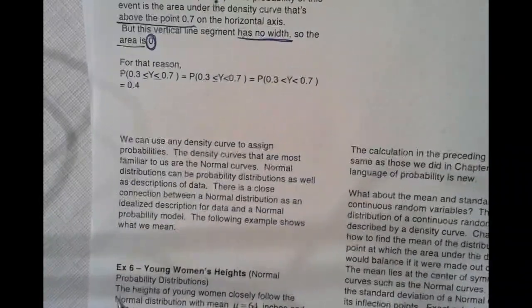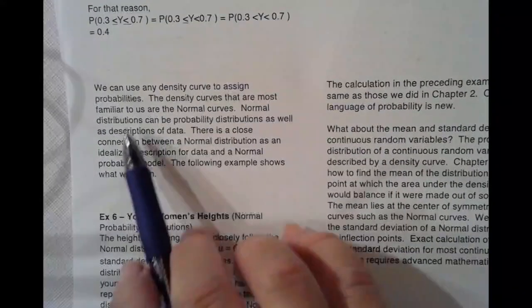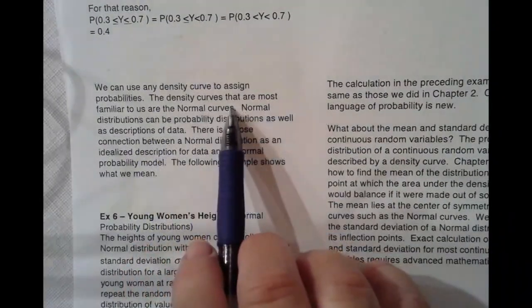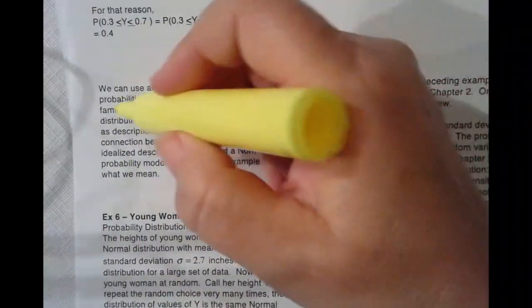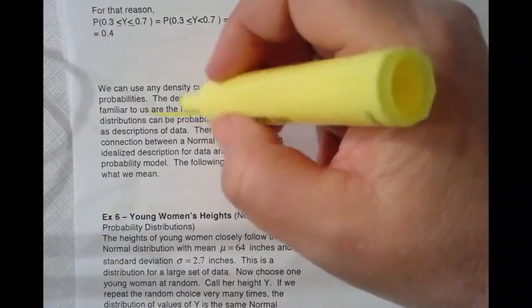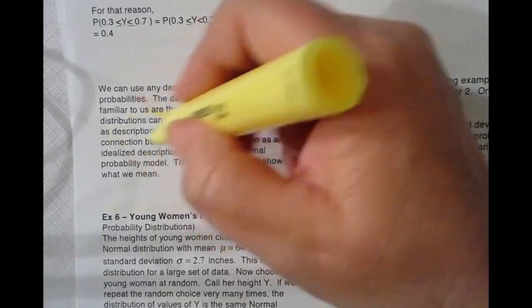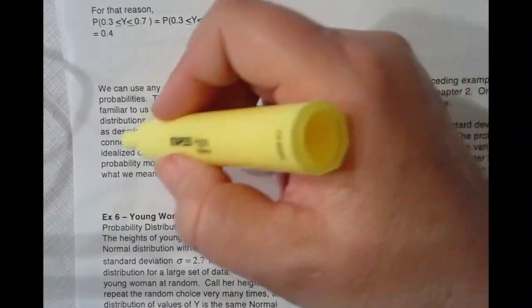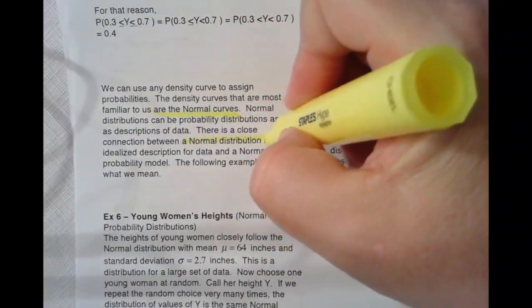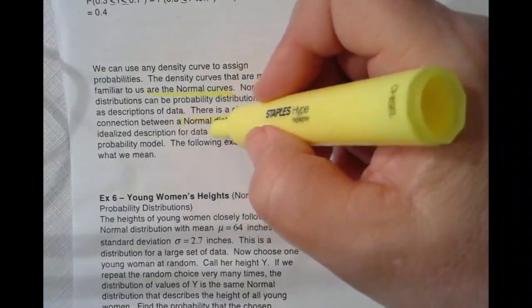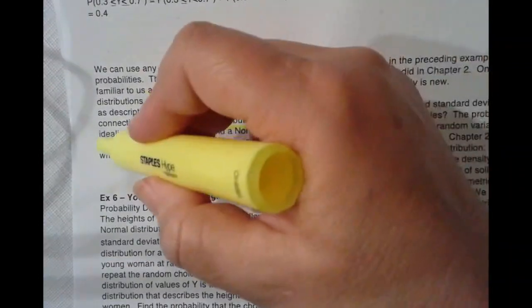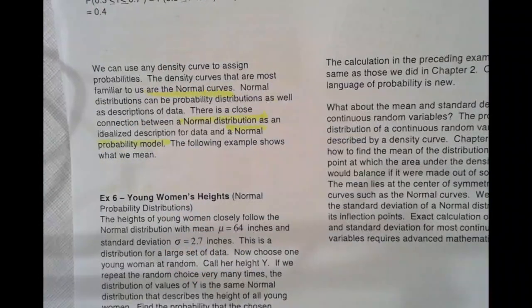So we can use any density curve to assign probabilities. The density curves that are most familiar to us are normal curves. A normal distribution can be a probability distribution as well as a description of data. There's a close connection between the normal distribution as an idealized description for data and a normal probability model. The following example shows what we mean.